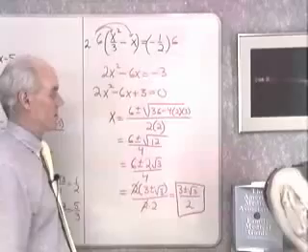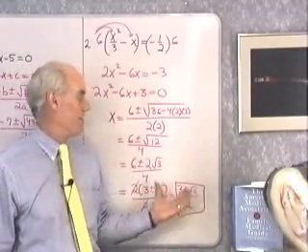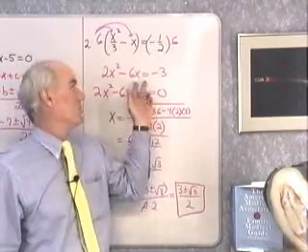So two solutions to this equation, 3 plus square root 3 all over 2 and 3 minus square root 3 all over 2. I found them by applying the quadratic formula to this original equation.